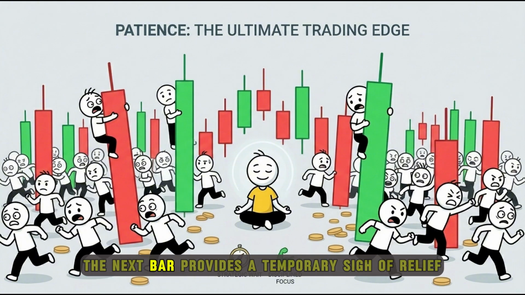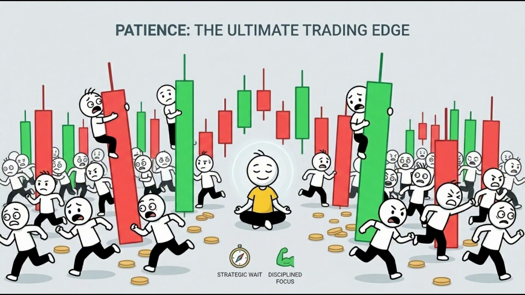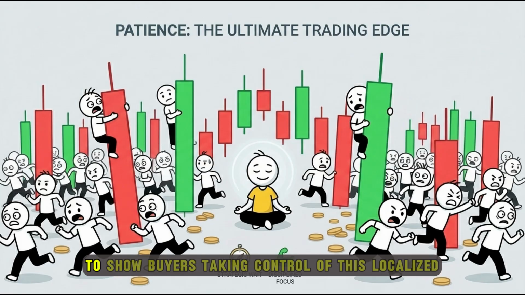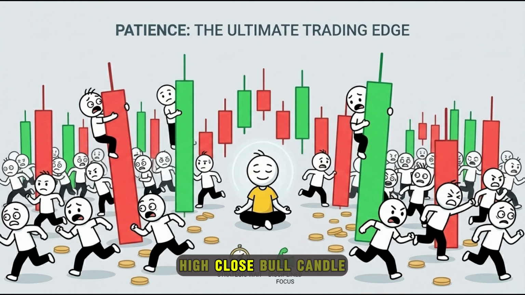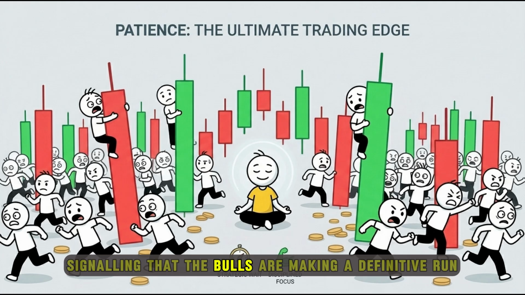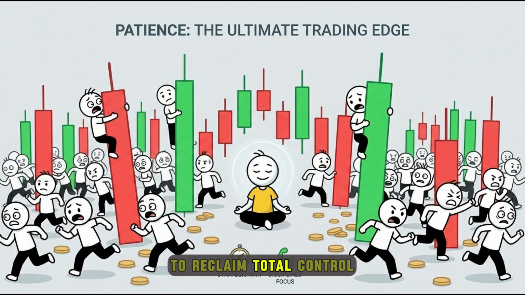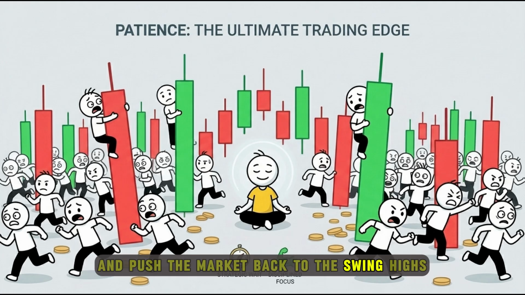The next bar provides a temporary sigh of relief, printing as a high close range candle to show buyers taking control of this localized one-candle boundary. This is immediately backed up by a strong high close bull candle, signaling that the bulls are making a definitive run to reclaim total control and push the market back to the swing highs.